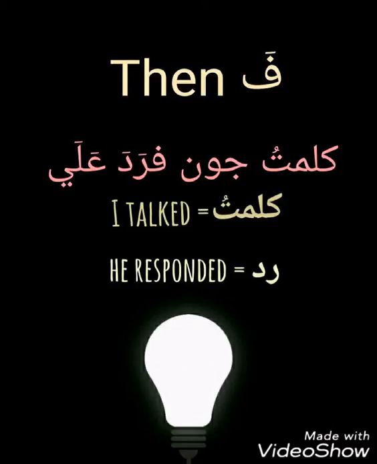So here is the difference between ثم and fa. Fa is I told him, he replied to me immediately. While ثم is like I sent him a message or I talked to him, I left him a voice message or something like that, and then after some while he replied to me.